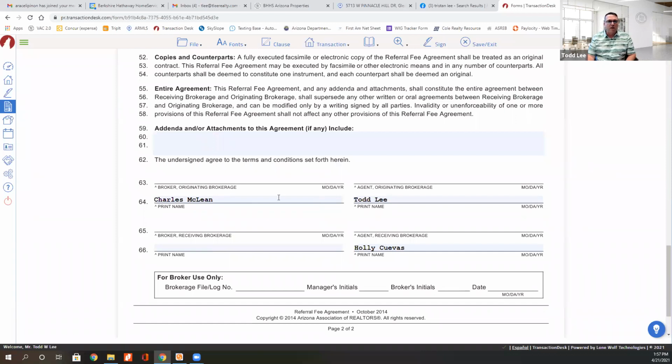Charlie's name goes on there. I can sign these, but Charlie likes to still sign the referral forms. So send them to Charlie for his signature. And if you don't mind, just include me on it so I can see that there's one that you've sent. But Charlie still wants to sign the referral fees.